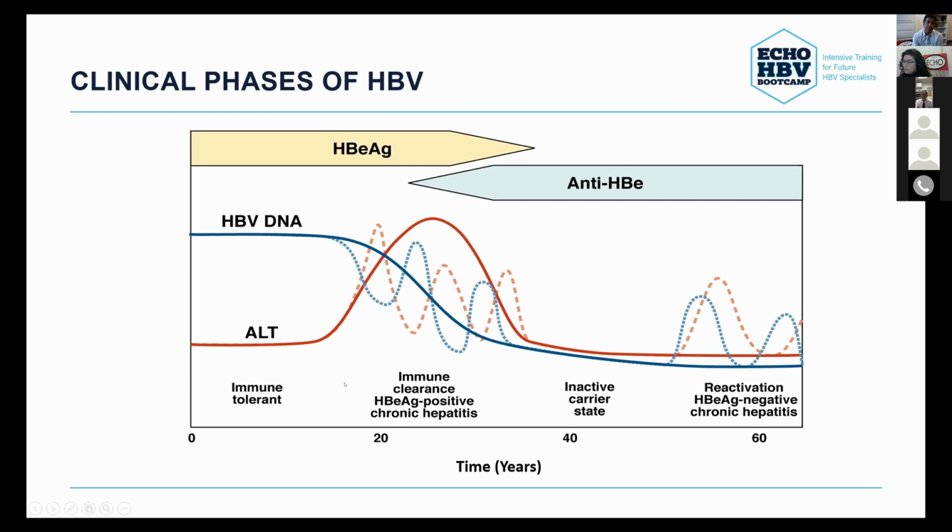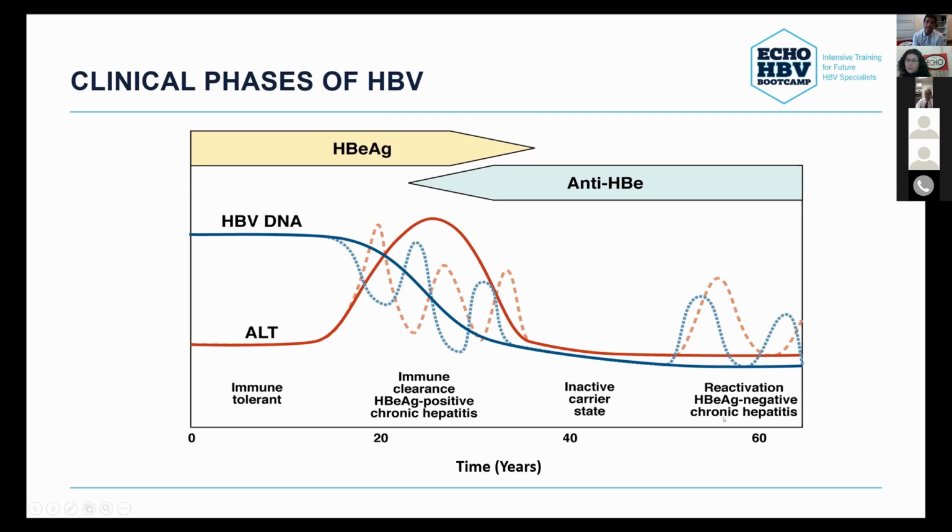And then this is the phase where this is immune clearance or immune active phase, where ALT is up and DNA is also up. And basically all these levels can be fluctuating, as you can see on the graph. This is a typical scenario where you have to consider treating this patient with antivirals, because you want them to go from an immune clearance phase to an inactive carrier phase.